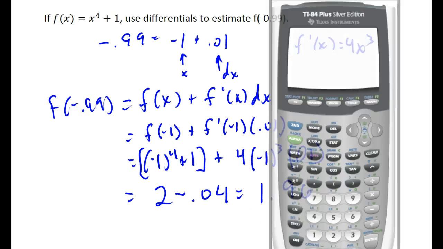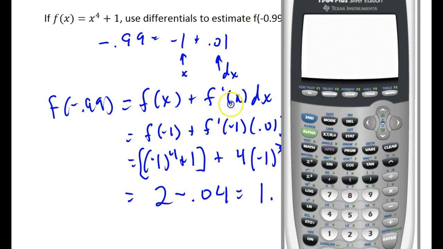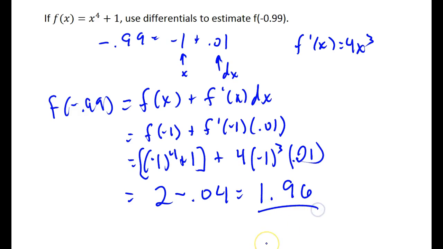Shall we compare that to what the calculator tells us? I'm going to go negative 0.99 raised to the 4th plus 1, and it's 1.9606. So that's very close to what we approximated with differentials.